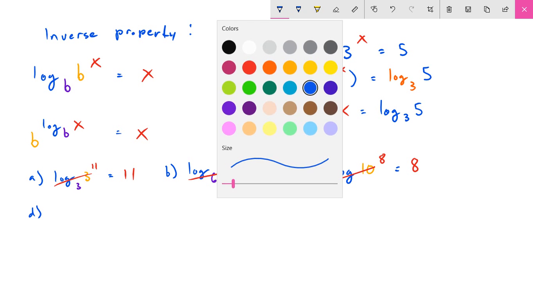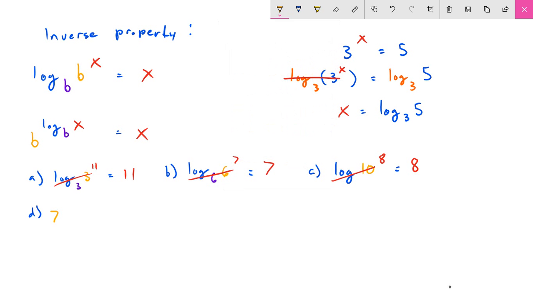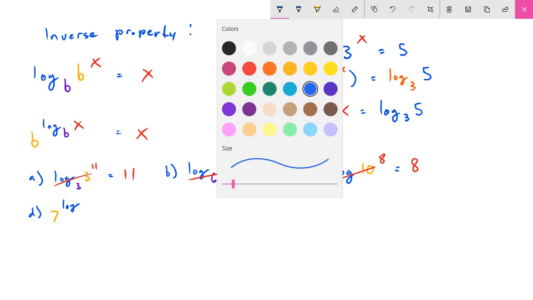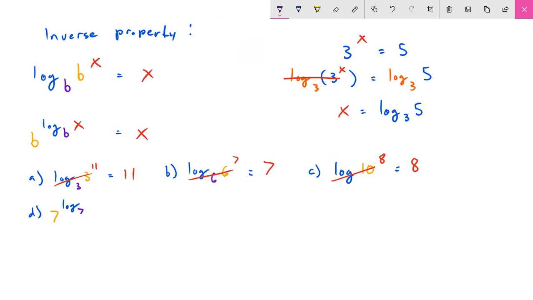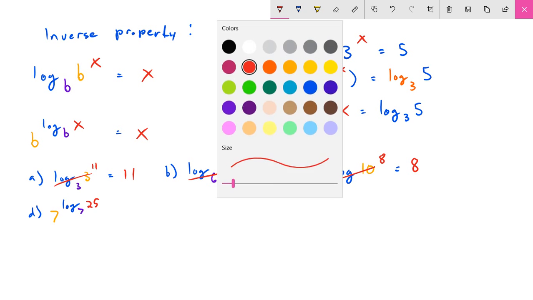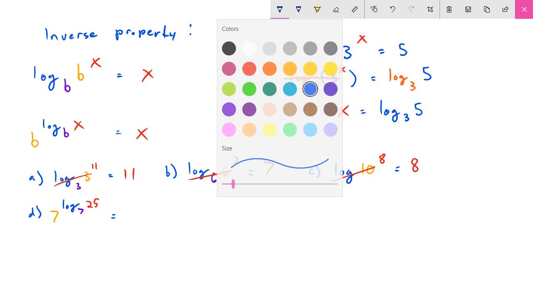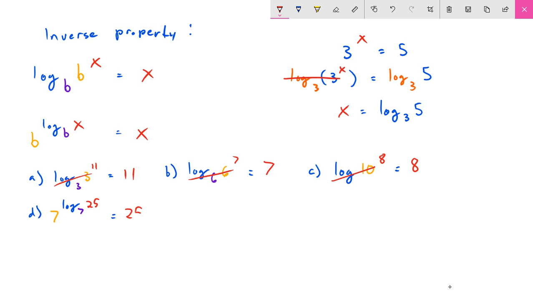For example, if we have 7 raised to log base 7 of 25. What would this be? 25, that's right. Same thing, it still cancels each other out, leaving you with just the 25.